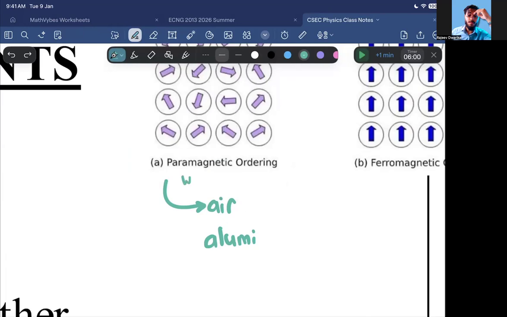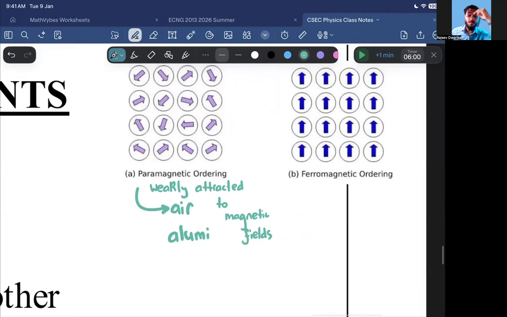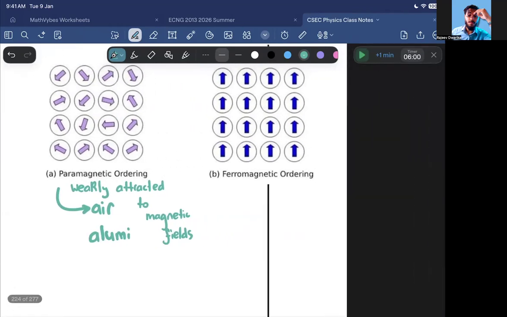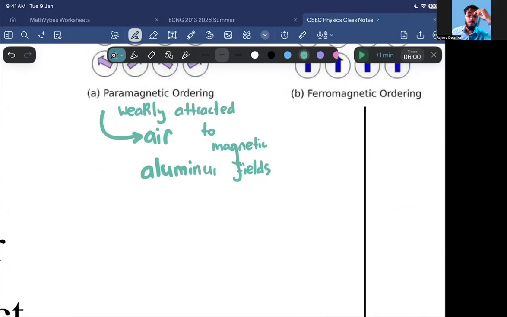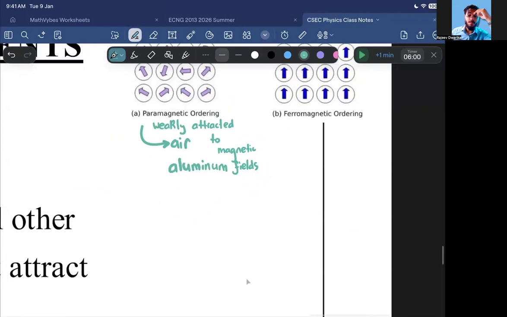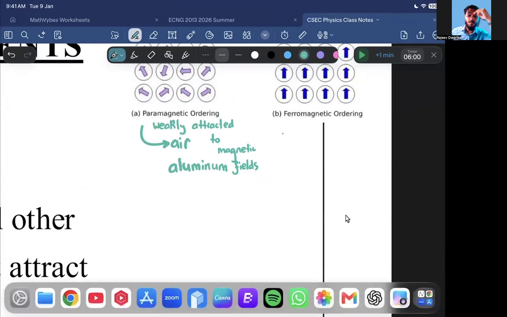Paramagnetic materials are weakly attracted to magnetic fields. So question, if paramagnetic is weakly attracted to magnetic fields, what do you think would be the case for ferromagnetic? They're extremely attracted to magnetic fields. Exactly. Strongly attracted.